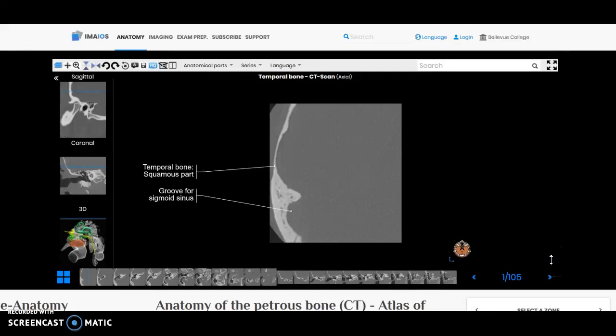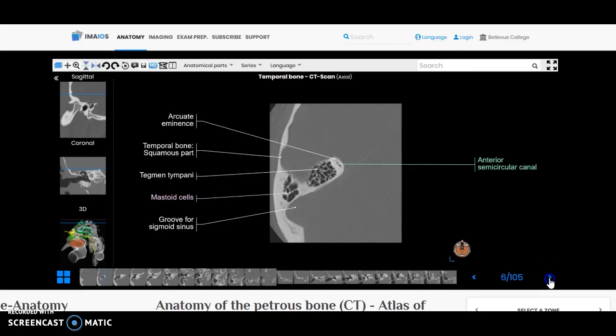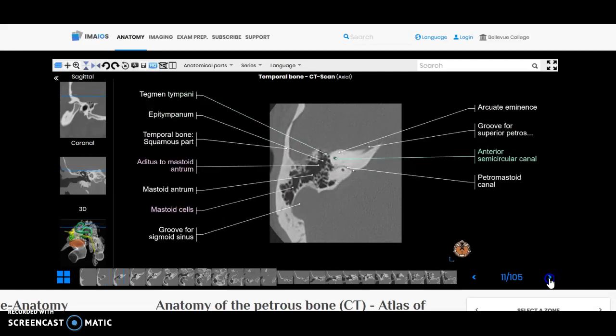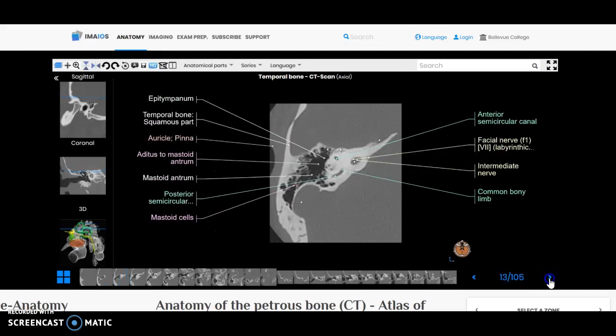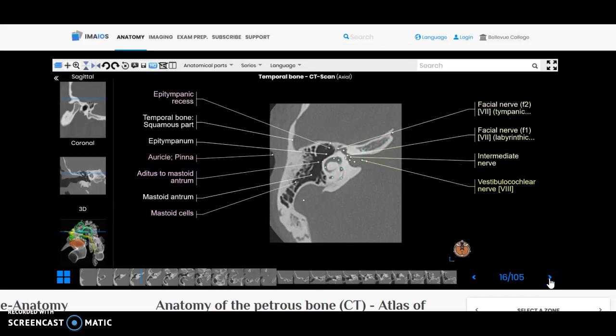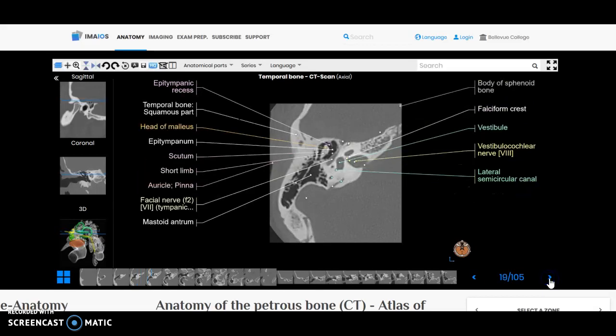So I realized that I had neglected to go over the middle ear and the ossicles within it on the previous two videos. So I'm just going to scan from superior to inferior in e-anatomy here on this petrous bone CT scan. And we're coming into the internal auditory canal.